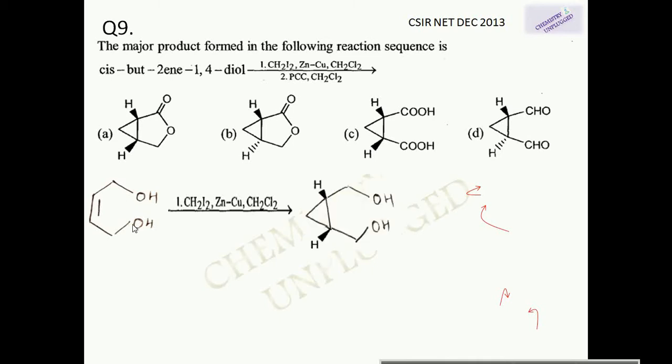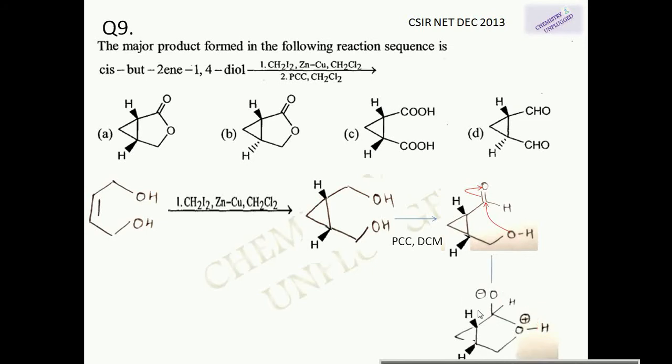So we have this compound. This carbene group is attached to this double bond and we have a cyclopropane group here. In the next step we are using PCC in DCM. PCC can attack on either of these OH groups. First it will attack, suppose, this primary OH group and convert it into an aldehyde. In the next step it will undergo oxidative cyclization. So we have this cyclic compound here and finally we have this lactone compound.